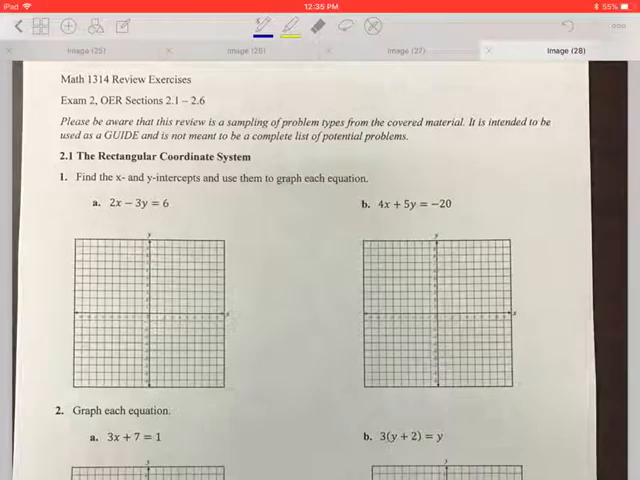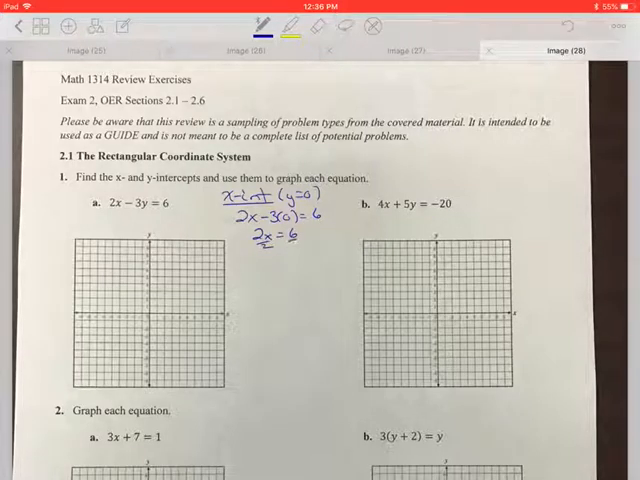Okay, we're going to go over number 1 and 2 on the exam 2 review. Number 1, we're asked to find the x and y intercepts and use them to graph each equation. So remember that the x-intercept tells us where the graph crosses the x-axis, and the x-intercept always occurs when y is 0. So I'm going to take my equation and put a 0 in place of y, and I get 2x equals 6. So if I solve that, I get x equals 3.